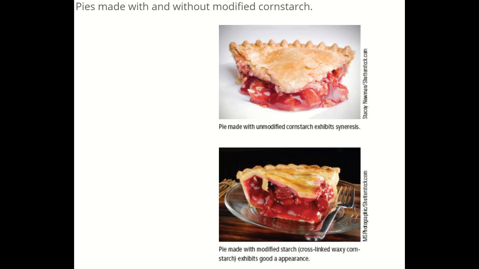In this picture, the top pie was made with an unmodified cornstarch containing both amylose and amylopectin, and it is exhibiting a process called syneresis, which is the seepage of water out of an aging gel because of the concentration of the gel. Now, the bottom pie was made with a waxy cornstarch, which contains 100% amylopectin and is not exhibiting syneresis because the bonds between amylopectin do not tighten as much because of its branch structure, allowing it to last longer.